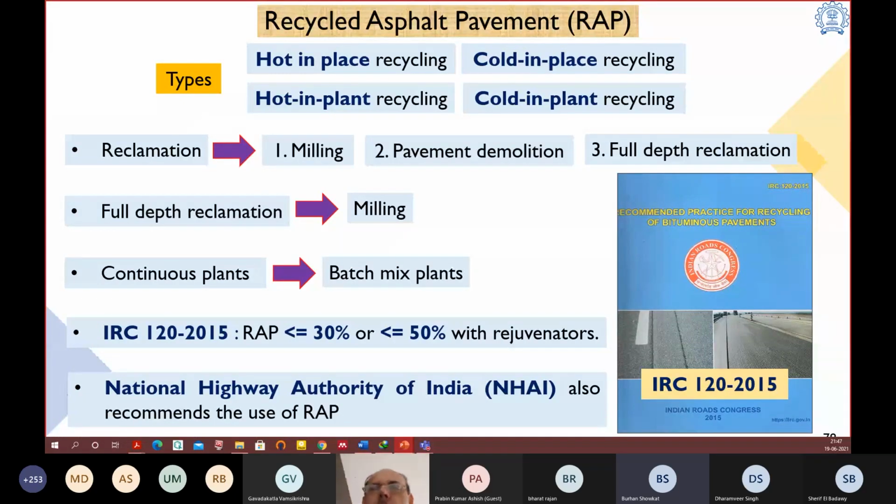But as far as the scientific community is concerned, there is a major consensus that RAP does lead to improvement in performance of a particular pavement. Therefore, the National Highways Authority of India, as well as the MoRTH circular that we had seen in the first slide, recommend us to utilize RAP for the construction of the pavement.